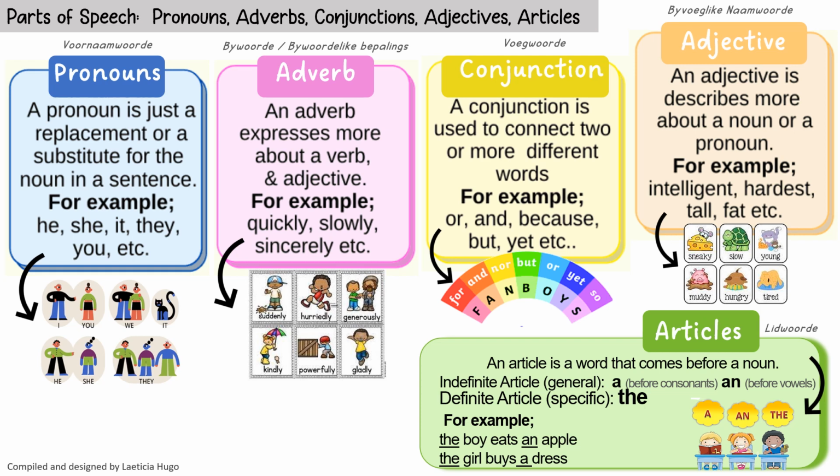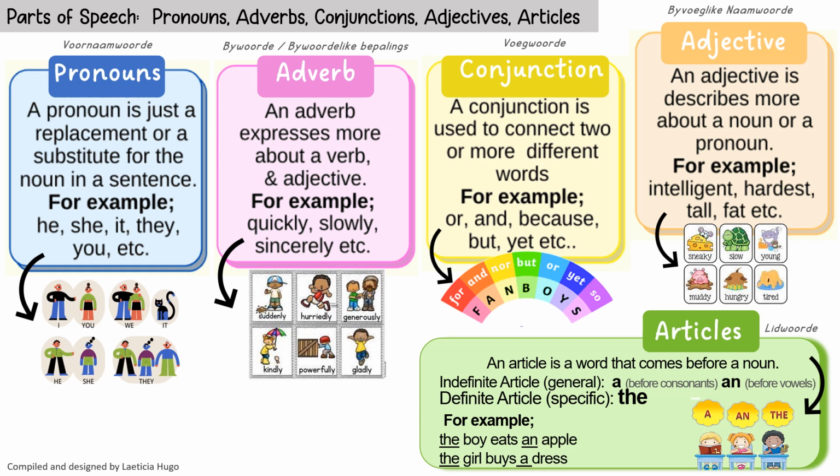Indefinite article, when we use a or an, that is when we don't know something specific, like that is a tree outside, or that is a car driving in towards our house. Then a definite article is specific. It shows the. For example, the boy eats an apple, or the girl buys a dress. If we say the girl buys the dress, then we kind of know what dress we are talking about. It is specific to that dress.